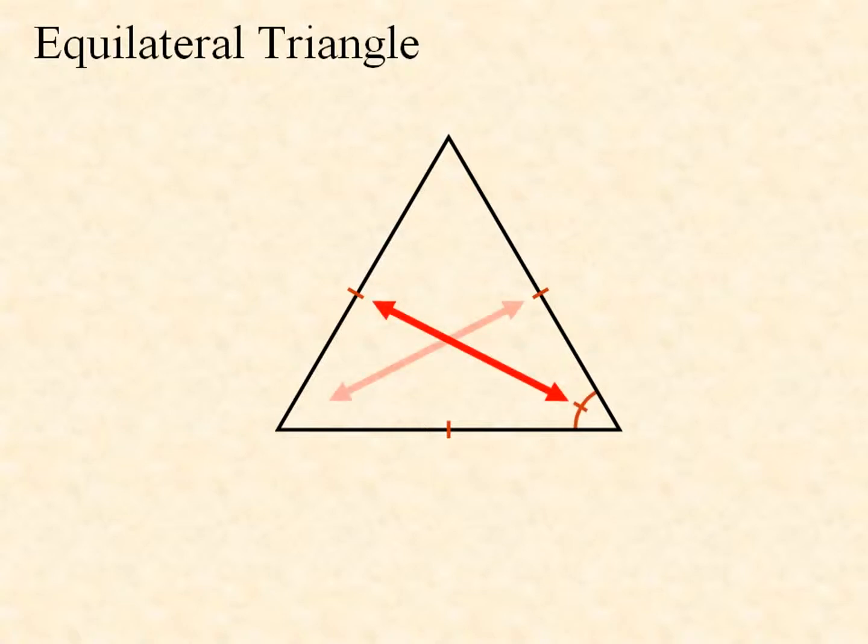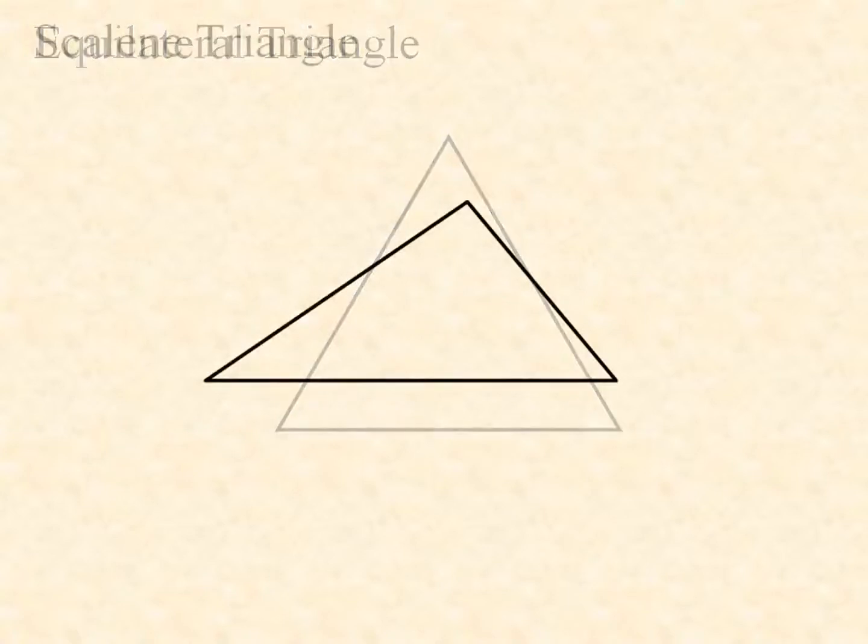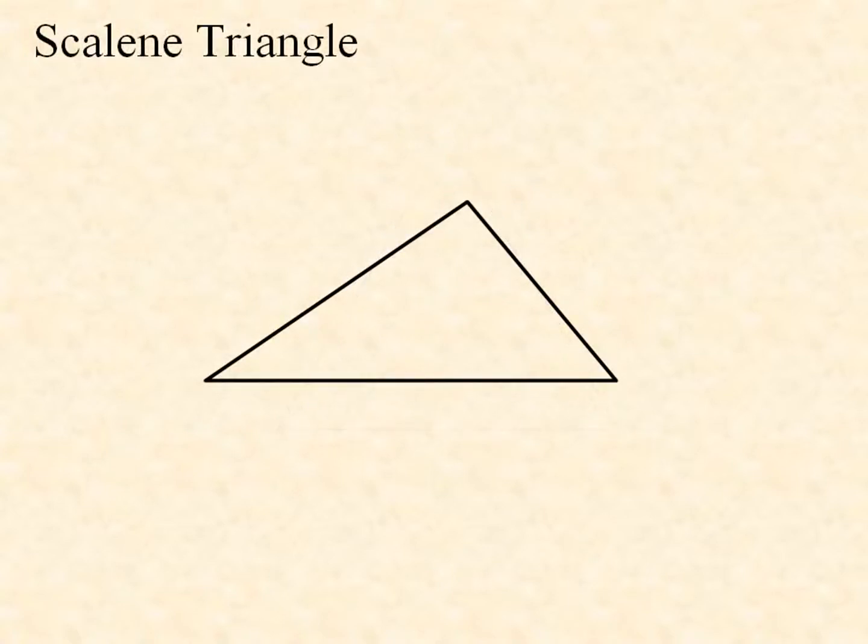All three angles in an equiangular triangle have equal measures. Since the sides opposite these angles have equal lengths, an equiangular triangle is also an equilateral triangle. In a scalene triangle, none of the sides are equal, so no two angles have equal measures.